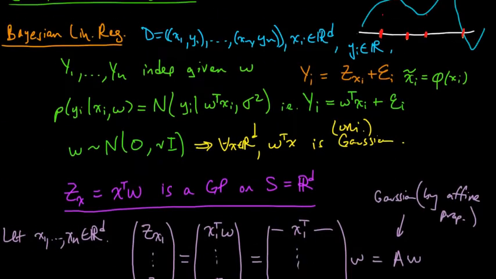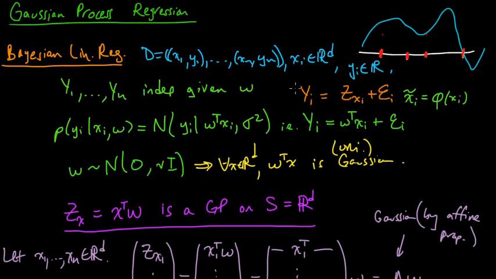So up here, we informally defined a Gaussian process regression model with this equation, where we said we're going to put some distribution on these y's by taking a Gaussian process at these x's and then adding some independent Gaussian noise, epsilon.